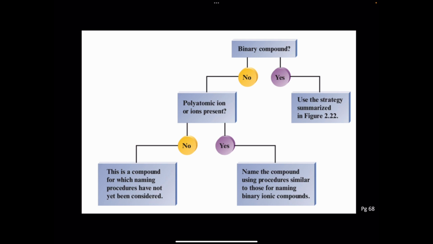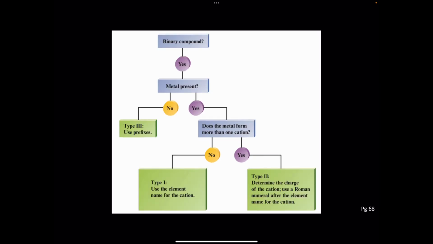Here's a nice little table you can look at to determine if it's binary or if there are polyatomic ions present. If it is regular binary ionic, same rules, or if it's something totally different, we won't really consider this, so don't worry too much about that. Here's another one that's kind of helpful for general binary compounds. If there's a metal, then we can go through here and say, okay, what kind of ions could be formed? Is it a transition metal, or is it a regular non-transition metal? Here, we look at just using prefixes.